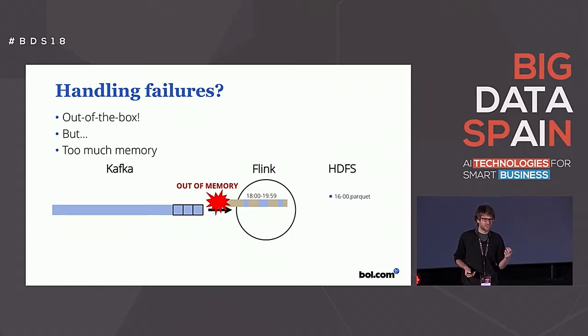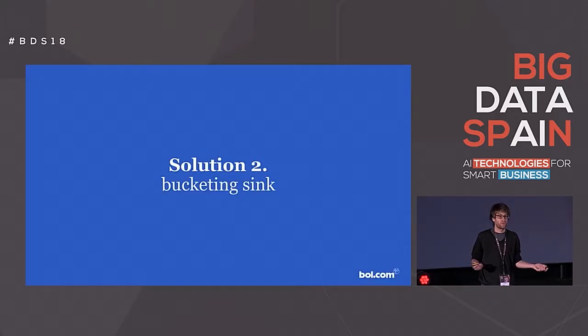But it feels a little bit bad, because we want to do a simple thing. We just want to read some data and dump it into files. Why should I keep these files in memory? So we actually experienced these out of memory exceptions when the load changed, and we decided it's better to come up with a solution that doesn't require that much memory. So we went on to the next solution, which is called the bucketing sink.